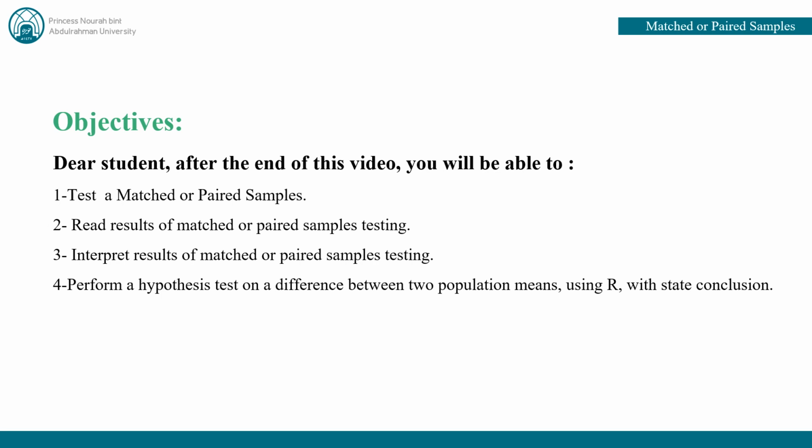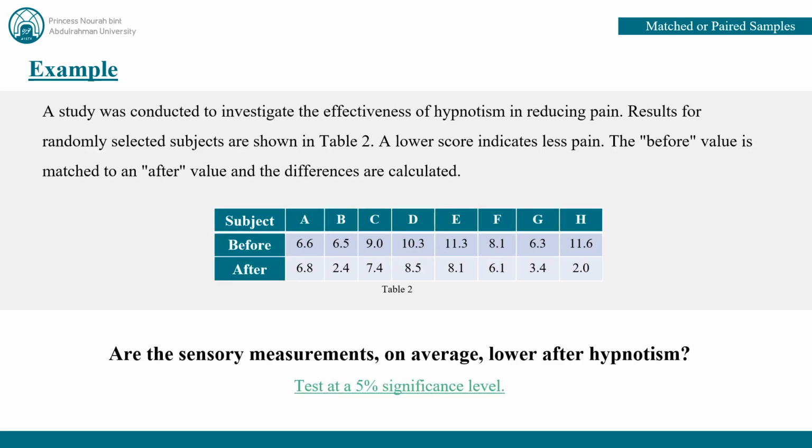Perform a hypothesis test on a difference between two population means using R with a stated conclusion. Example. A study was conducted to investigate the effectiveness of hypnotism in reducing pain. Results for randomly selected subjects are shown in Table 2. A lower score indicates less pain. The before value is matched to an after value and the differences are calculated.